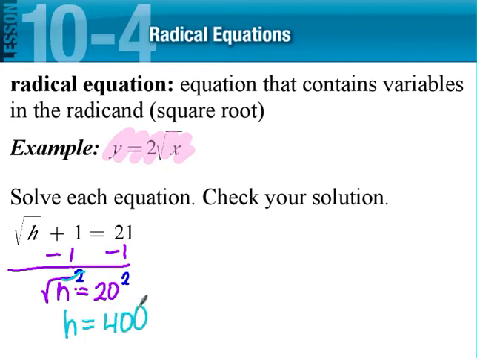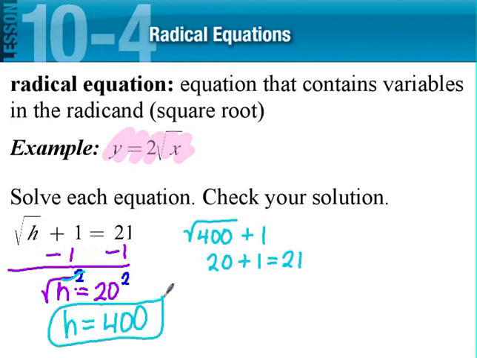400. Before we circle it, we have to see if it works, so I have to plug it into the original equation. Here's my little check that I have to do. What is the square root of 400? 20. If I add 1, do I get 21? Yeah, you bet. So that, in fact, is my answer. You just have to do a little check every time.